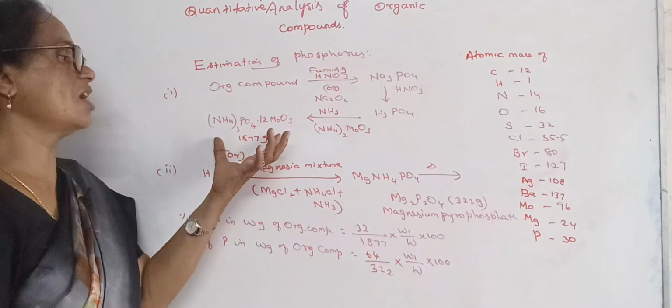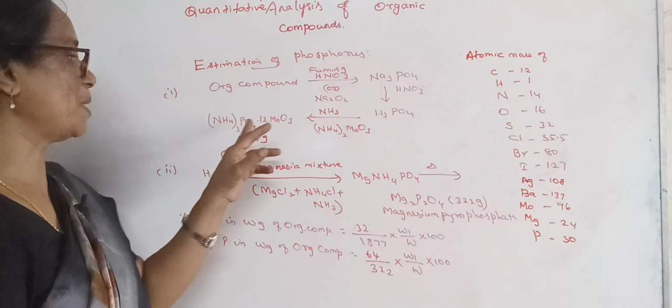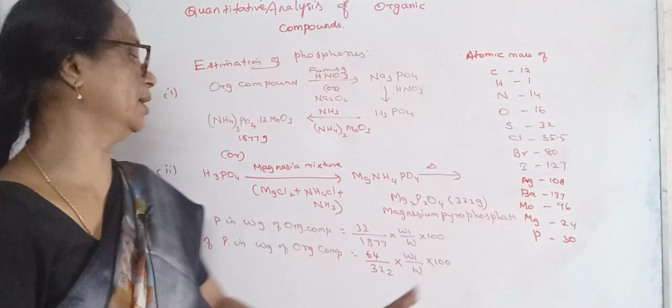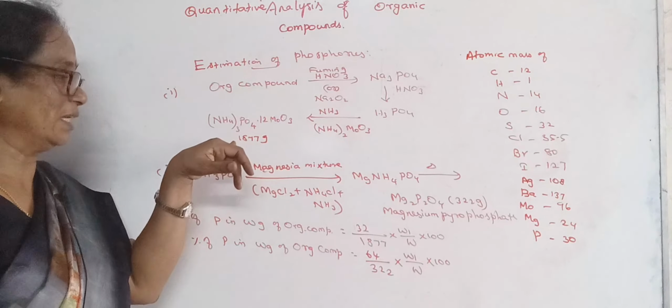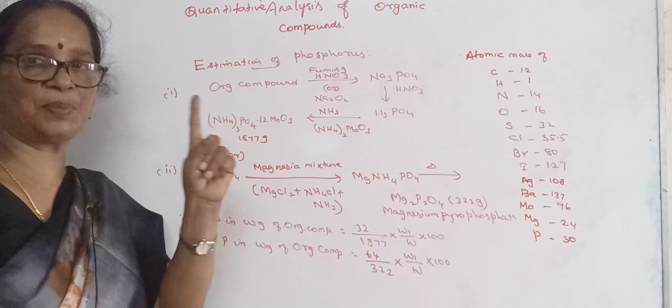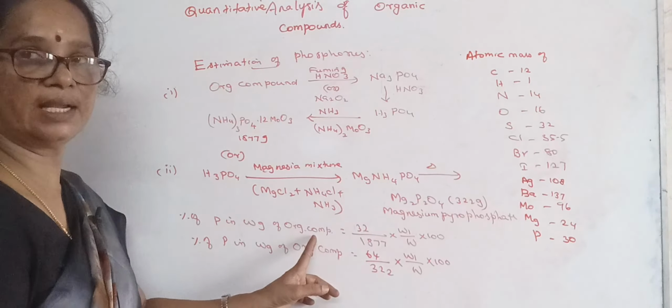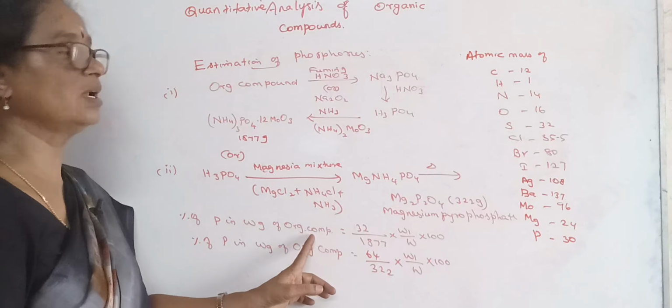The whole mass of ammonium phosphomolybdate is 1877 gram. The atomic masses of phosphorus, molybdenum and the others are given over here. So, out of 1877 gram of ammonium phosphomolybdate, the phosphorus is present just one time. So, the percentage of phosphorus in W gram of organic compound, in terms of ammonium phosphomolybdate, is given by 32 by 1877, where 32 is the mass of phosphorus, into W1 gram of ammonium phosphomolybdate by W gram of organic compound, into 100.